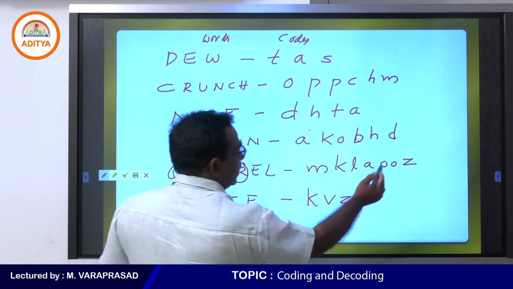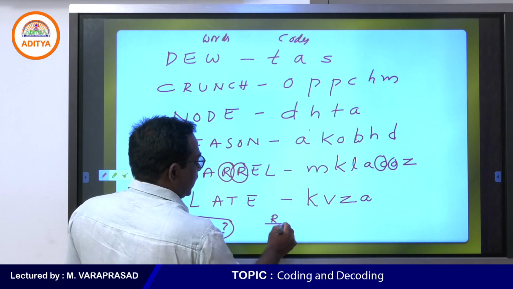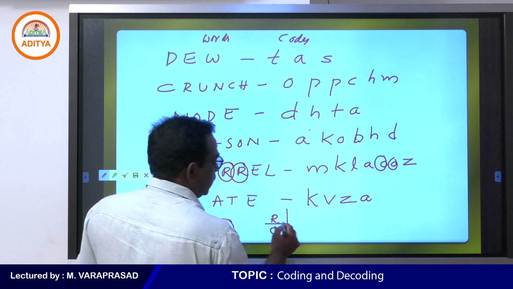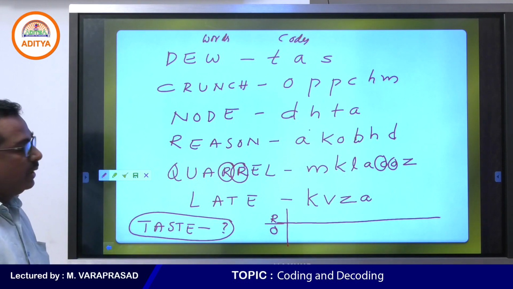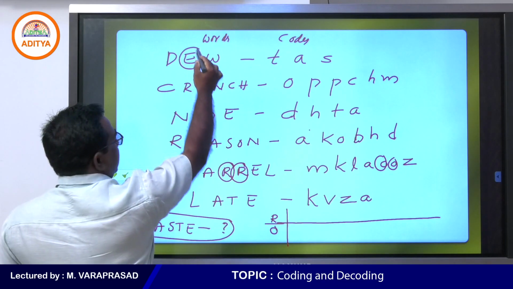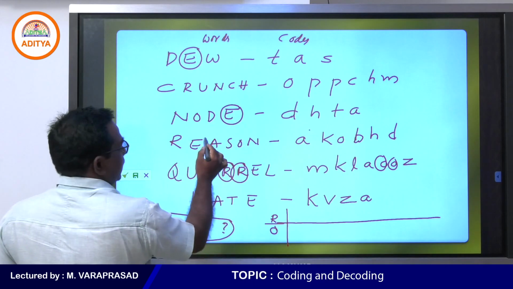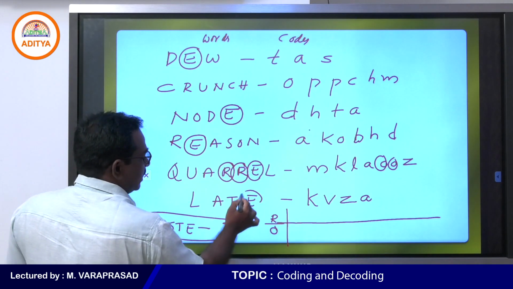MKLAOOZ. So here OO is written. So in the place of R, we can write O. Next one, compare every word here. E is here in the first one, E is here in the third one, E is here in the fourth one, E is here in the fifth one, E is in the last one.